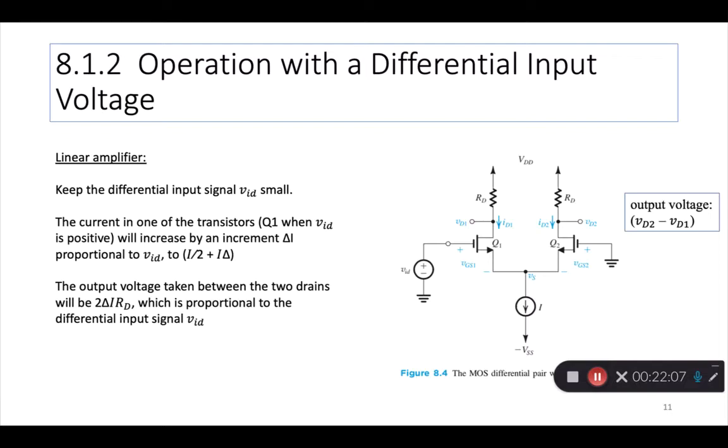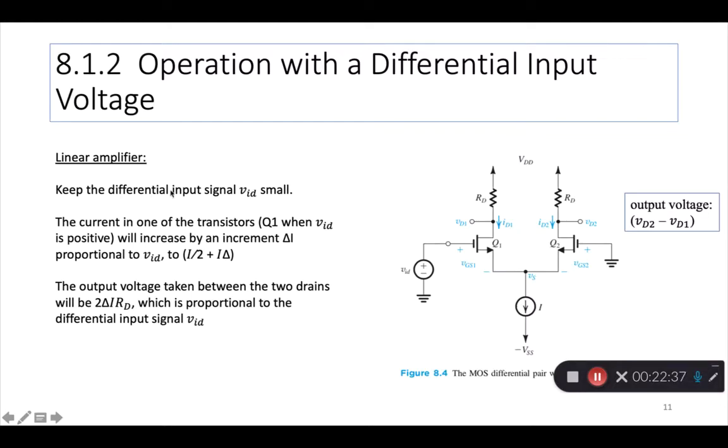Okay. Next we study amplification, or using this as an amplifier. Now obviously that's the goal, right? We are talking about analog electronics, which is all about amplification. So what more can we learn about the amplification behavior of this pair? Remember, the output voltage is still this, the input voltage is still the differential input VID.